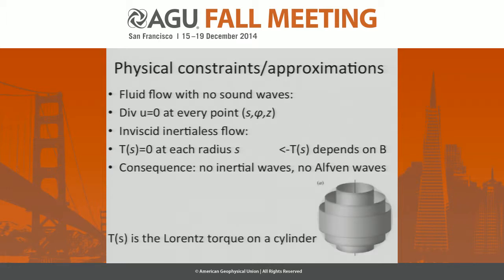And what is this thing T? This T is the Lorentz torque on a cylinder, and there are an infinite number of cylinders within the core, so we've got a very awkward thing to have to implement in our models, but I'll show you how we seek to do that, as Paul has already shown you.